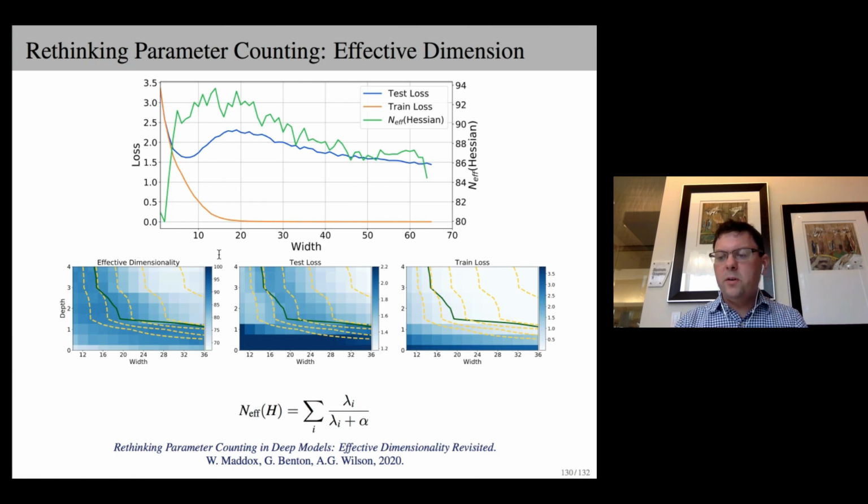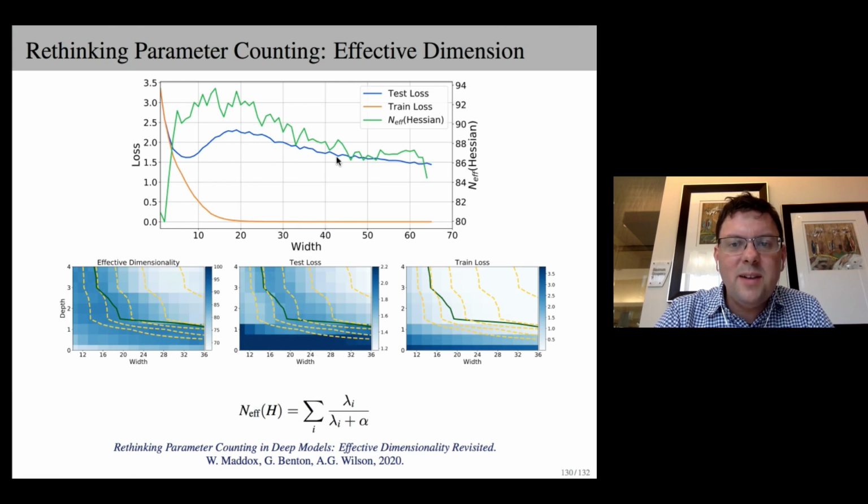We can relate posterior contraction to a quantity called effective dimension and actually gain insights into behavior such as double descent. So effective dimension of the Hessian is the sum of lambda_i over lambda_i plus alpha, where alpha is a regularization parameter and lambda_i are the eigenvalues of the Hessian. When we compute this quantity for ResNets of varying width here, we can see that it tracks test loss very closely, as well as test error.